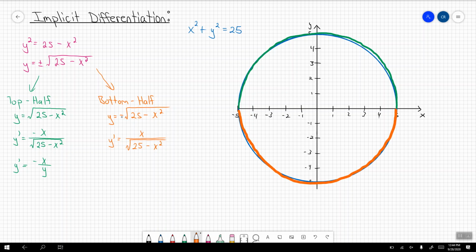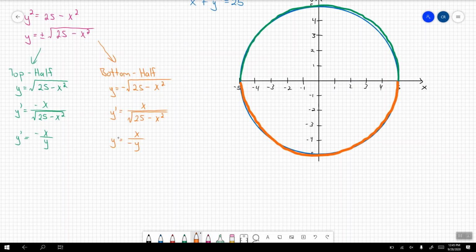But that's completely fine, because if we multiply the negative onto both sides, we get that the square root of 25 minus x squared is going to equal negative y. Therefore, using that substitution, I'm still able to get that y prime is going to be equal to x divided by negative y. But hold on a second. Aren't these two the same?